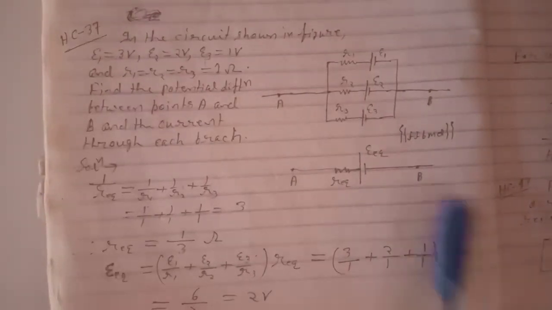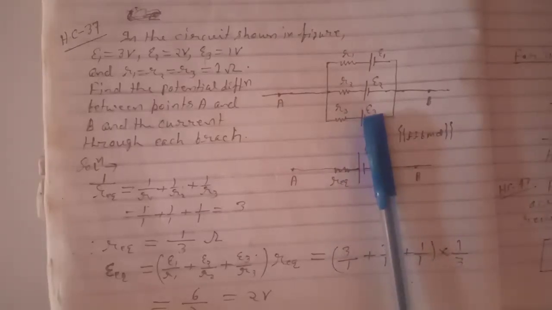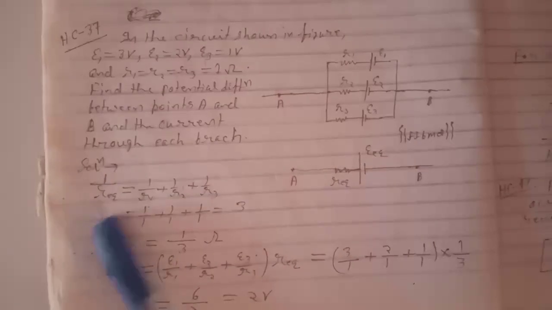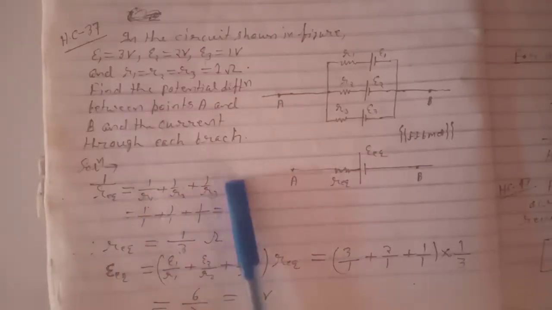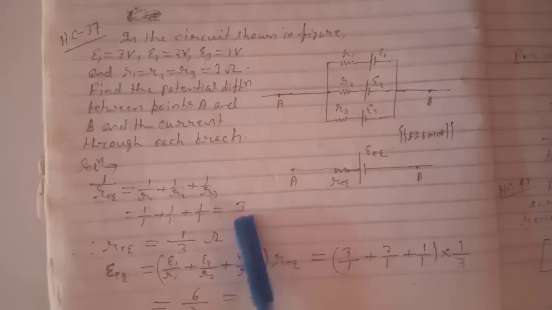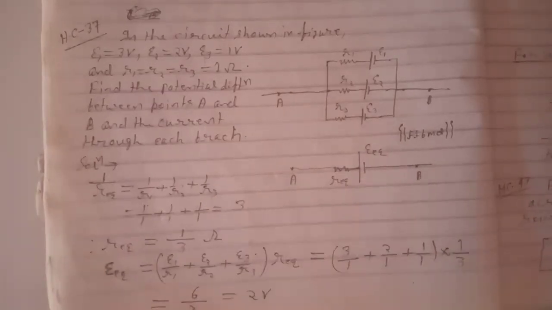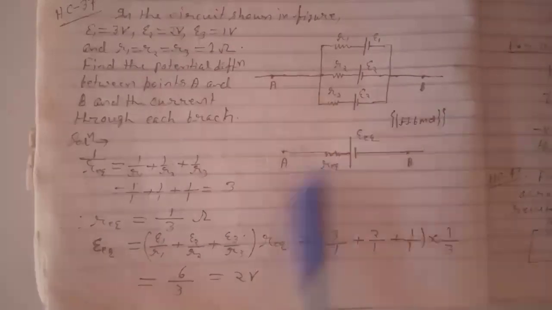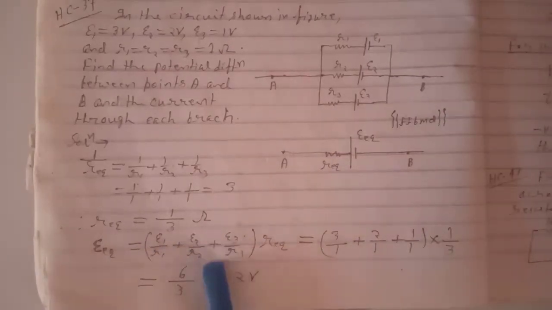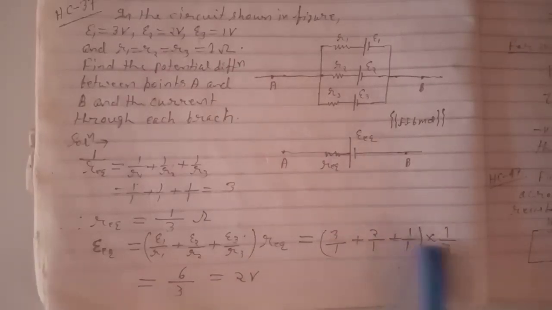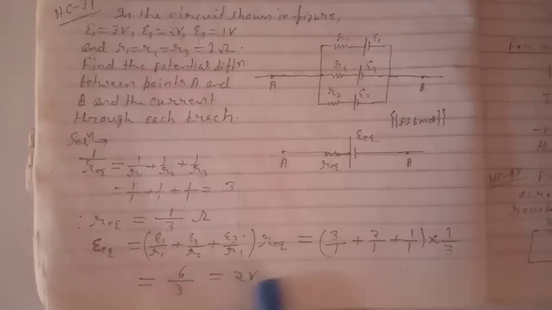Solution: we know that this is a parallel grouping. So we can write 1/R equivalent equal to 1/R1 + 1/R2 + 1/R3, which equals 3. Hence R equivalent will be 1/3 ohm. Now again E equivalent is given by (E1/R1 + E2/R2 + E3/R3) into R equivalent. So (3/1 + 2/1 + 1/1) into 1/3 equals 6/3 equals 2 volt. Answer.